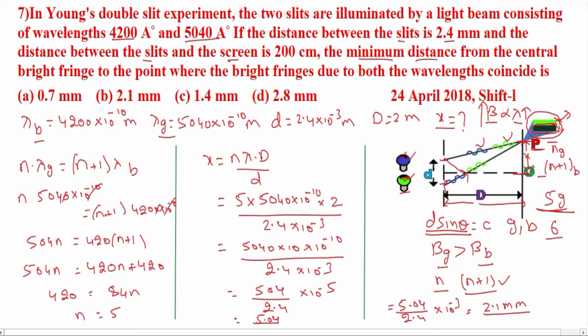Let me revise the two important points that you have to understand to solve this sum. First, both waves travel along the same path simultaneously, since this is in air. That is why d sin theta is constant. The other point is, since fringe width varies, at the point P, n green fringes will coincide with n plus 1 blue bright fringes.